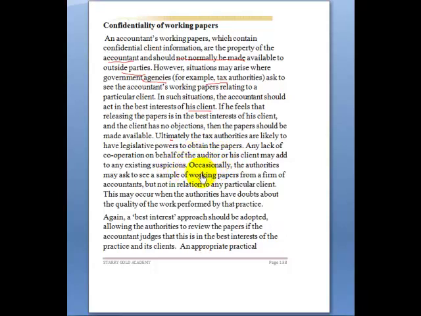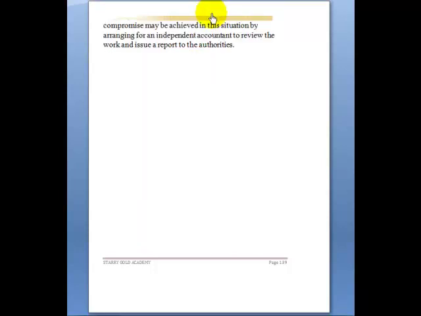Occasionally, the authorities may ask to see sample working papers from a firm of accountants, but not in relation to any particular client. Maybe they just want to know about the quality control system in that auditing firm. This may occur where the authorities have doubts about the quality of work performed by that practice. Again, the best interest approach should be adopted, allowing the authority to review the papers if the accountant judges that this is in the best interest of the practice and his client. An appropriate practical compromise may be achieved in this situation by arranging for an independent accountant to review the work and issue a report to the authorities.